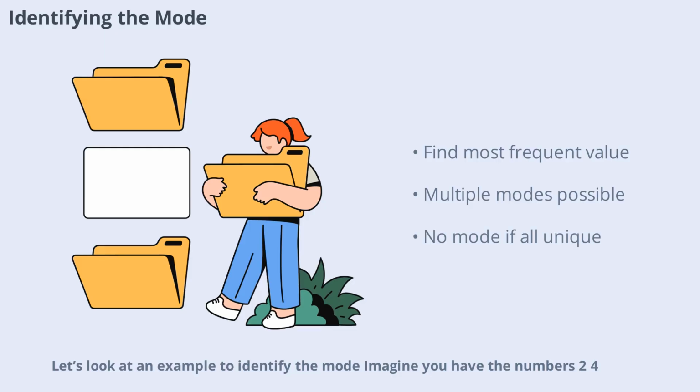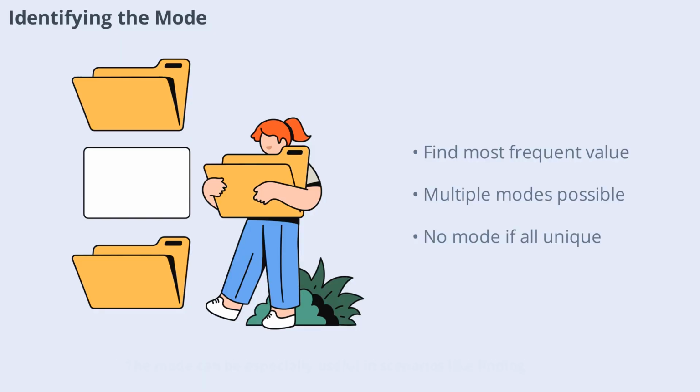Imagine you have the numbers 2, 4, 4, 6, 8, and 8. Here both 4 and 8 appear twice, more than any other number. That means this data set is bimodal, having two modes, 4 and 8. If every number appeared only once, there would be no mode. The mode can be especially useful in scenarios like finding the most popular product size or the most common survey response.